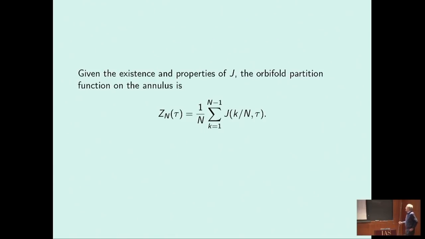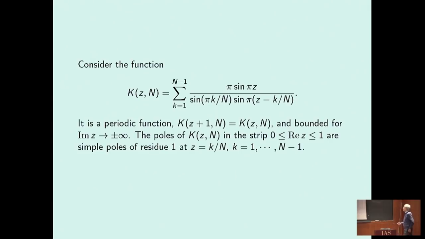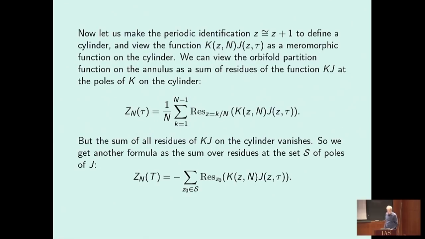Given that there is such a j, the partition function on the annulus is a sum of values of j. And now I consider this nice function, which I call k. It's a periodic function. It's bounded, if you keep away from its poles, which are on the real axis. And its poles in the strip between 0 and 1 are simple poles of residue 1 at z equals k over n, for k an integer. Now, both k and j are periodic under z going to z plus 1. So let's make that identification and therefore work on a cylinder.